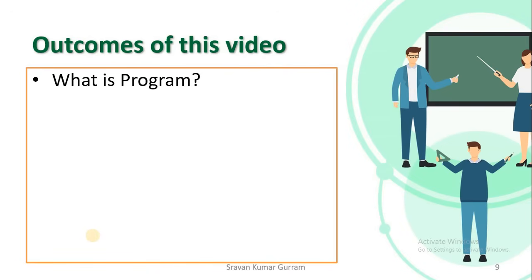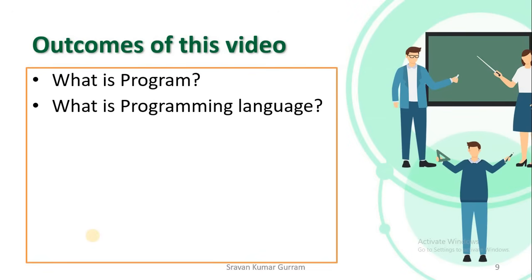Then what is program? We learnt already. A program is a set of instructions which are used to perform a particular task. Then we learned what is programming language. A programming language is a vocabulary. Okay, by using that we can write the programs. Then what is Python? Python is one of the programming language. It is high level language and object oriented programming language also.